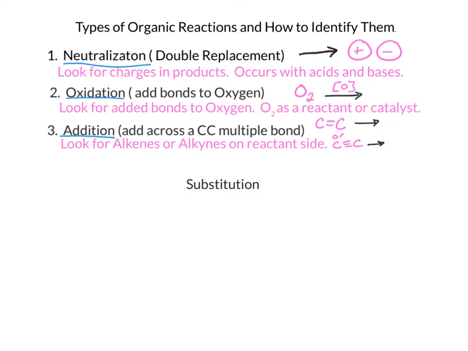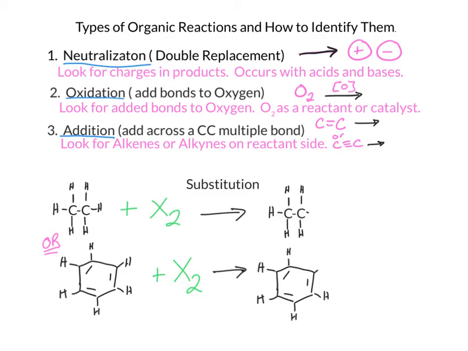In substitution reactions, we only see 2 types of reactants. They are the alkanes and the aromatic compounds. These 2 compounds are particularly unreactive. They can only do one type of reaction, and that is substitution. In both cases, we'll be substituting a hydrogen with a halogen. Again, this is the only reaction that alkanes and aromatic compounds can do. So we'll be looking for anything that has an alkane or aromatic compound on the reactant side of the equation.